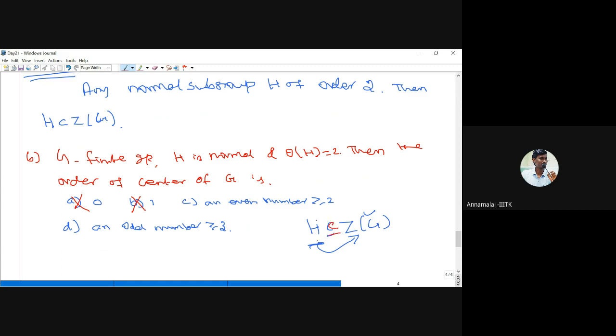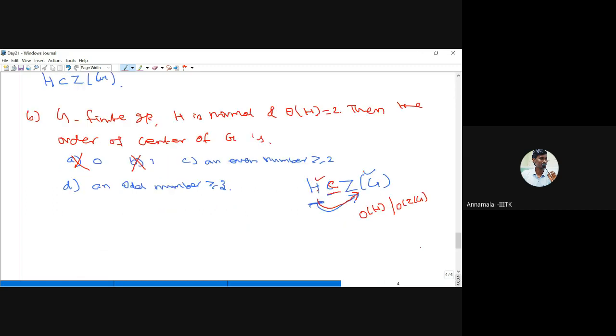Now, since H is a subgroup, and H is a subset of Z of G, and Z of G is also a subgroup, H can be viewed as a subgroup of Z of G. Therefore, by Lagrange's theorem, the order of H divides the order of Z of G. So the order of Z of G is some k times the order of H. But the order of H is 2, therefore 2 times k. Therefore, it's an even number. So the order of Z of G is an even number. Therefore, the correct answer is C.